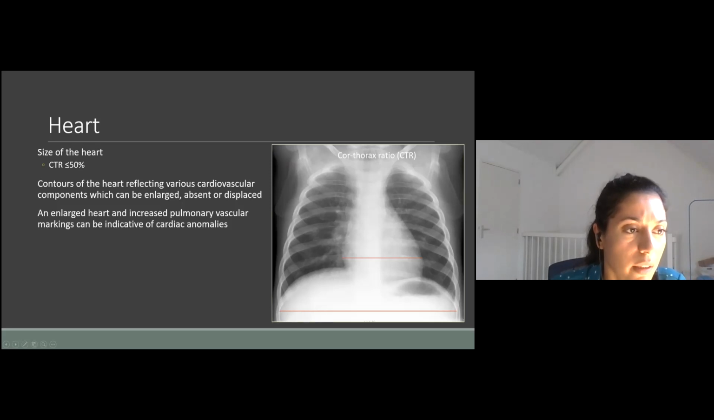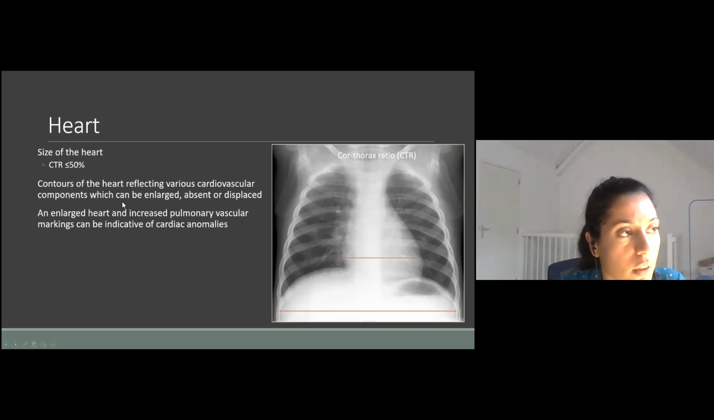Notice that you can only measure the cardiothoracic ratio on the posterior-anterior frontal chest X-ray and not on the anterior-posterior frontal chest X-ray, because on the anterior-posterior frontal chest X-ray, the heart seems enlarged because of the positioning of the heart compared to the X-ray tube. So only measure the cardiothoracic ratio on the posterior-anterior frontal chest X-ray.